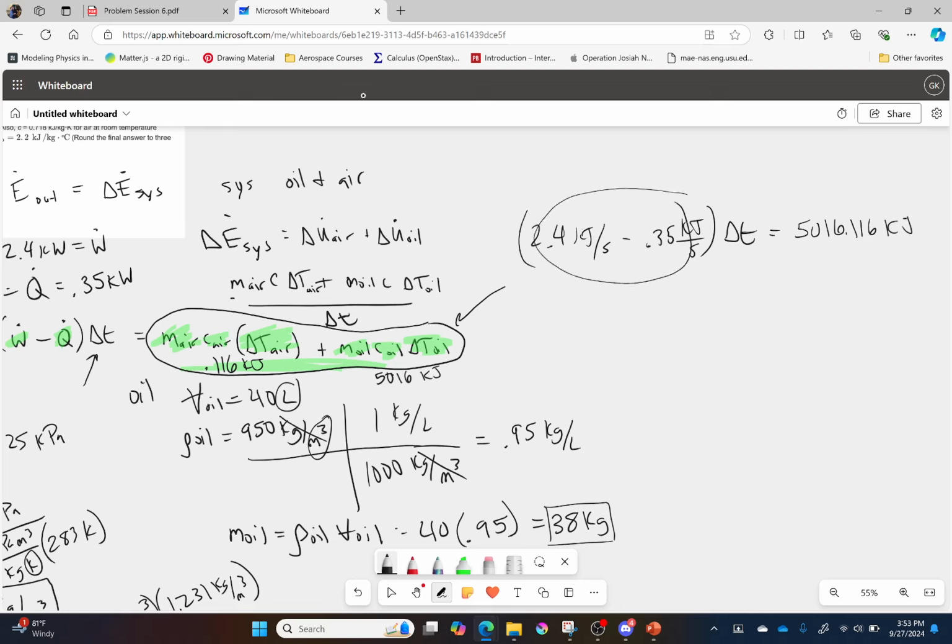As a note, everything inside of this guy right here will be 2.05 kilojoules per second. So delta T is going to be equal to 5,016.116 kilojoules divided by 2.05 kilojoules per second. Kilojoules is going to cancel, and I will have seconds after this. And how many seconds? Let's find out. And so what I get from this is I get a time of 2,446 seconds.